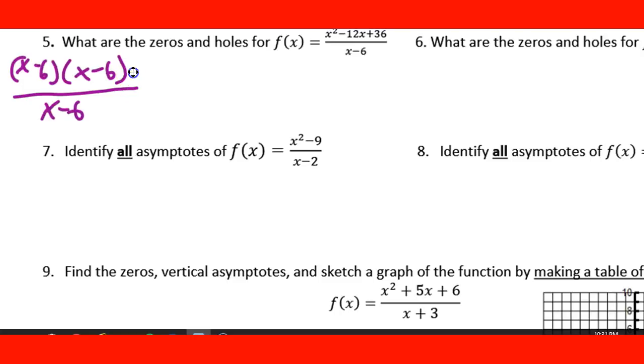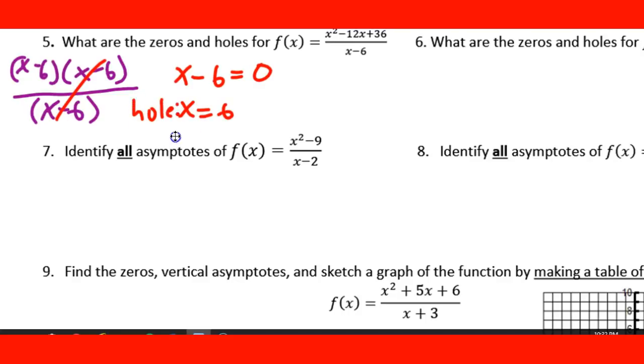Now, first of all, you got to look and see if you can cancel anything. Yeah, we can cancel that x minus 6 right there. So that's going to give us a hole. We take that factor, set it equal to 0 and solve it. You get x equals 6. That's where our hole is.